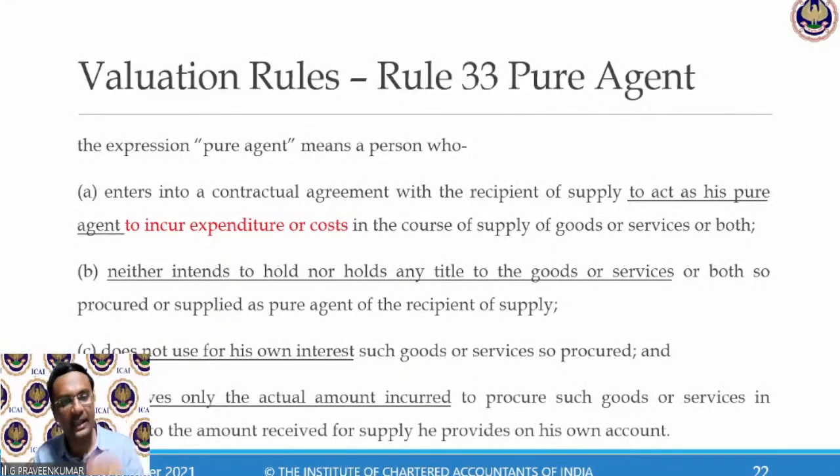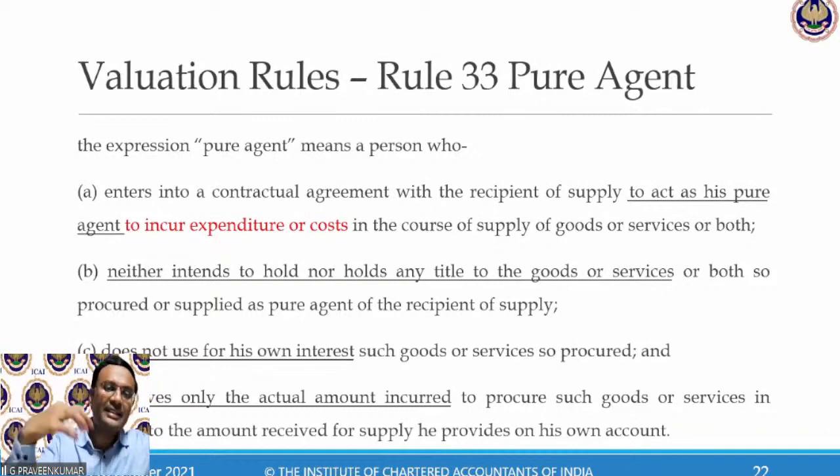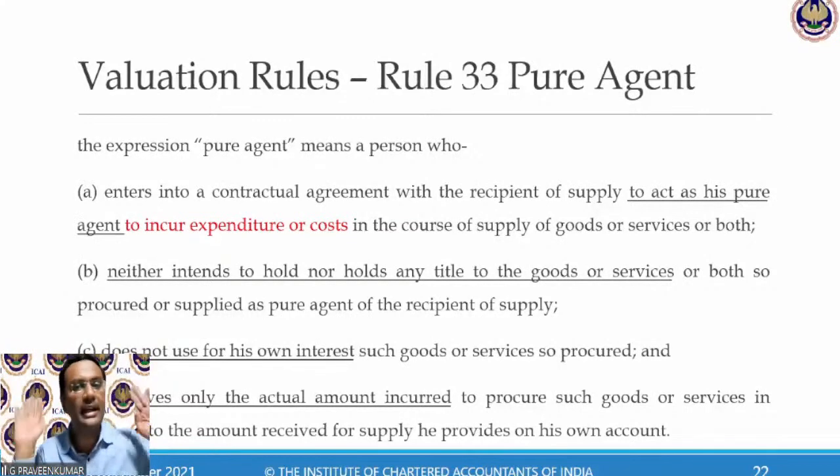And the last element, the pure agent receives only the actual amount incurred to procure such goods or services. If I have satisfied the four conditions, then I would be called a pure agent. First, I need to have a contract to incur that money. Second, I don't have an intent to hold the title to those goods. Third, I don't use the services for my personal use. Fourth, I claim back as a reimbursement the actual amount I have spent.